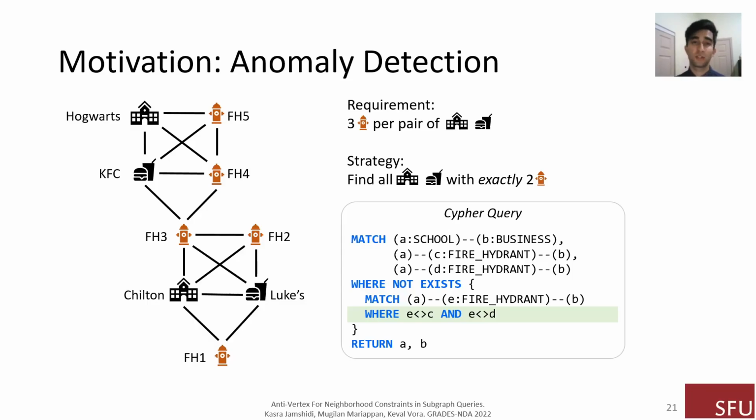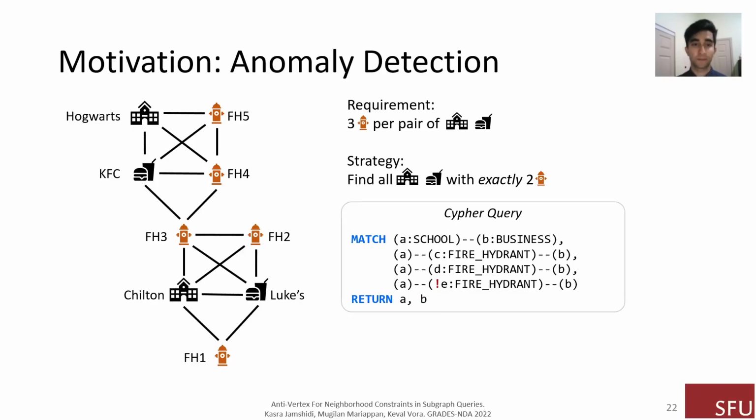To address all of these issues, we propose the Anti-Vertex construct, which enables users to directly express constraints on vertex neighborhoods. Using Anti-Vertex, we get a much simpler query. Here, a vertex is marked with an exclamation point to indicate that it's an anti-vertex and it should not be matched. Any subgraph which can match this anti-vertex is going to be filtered out.